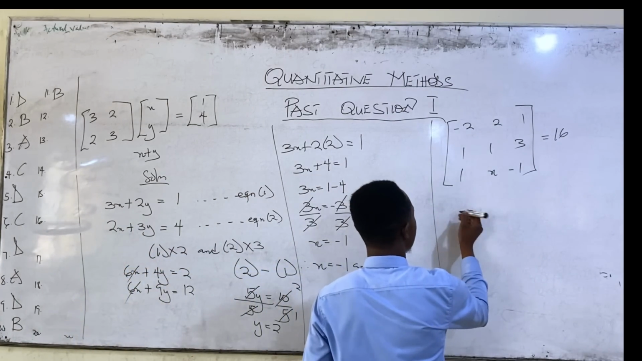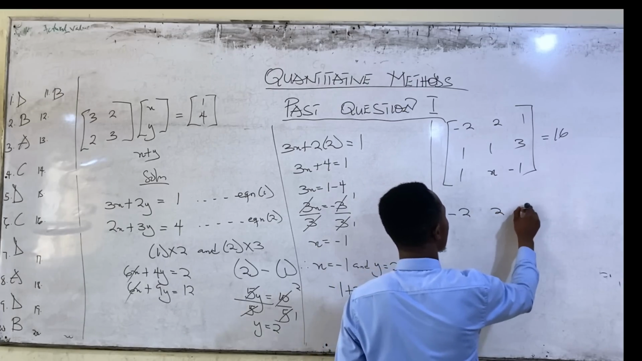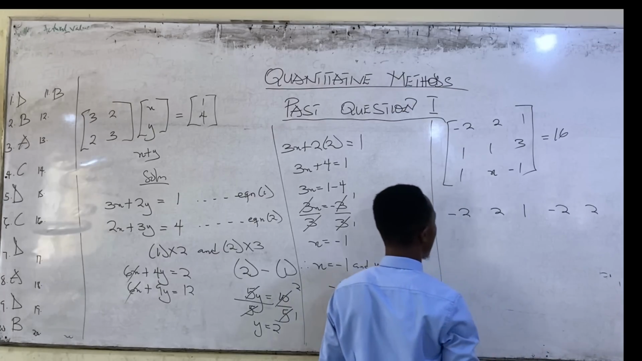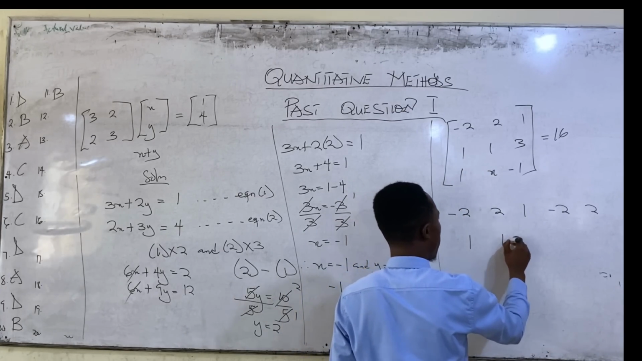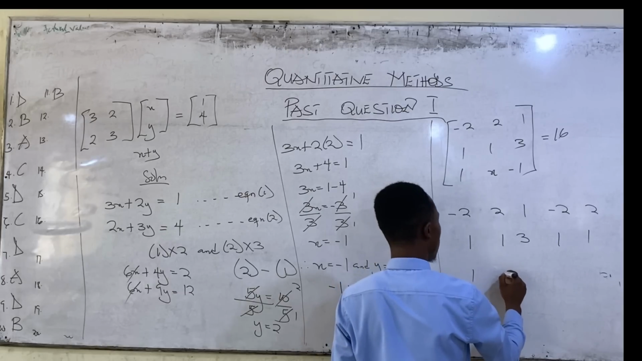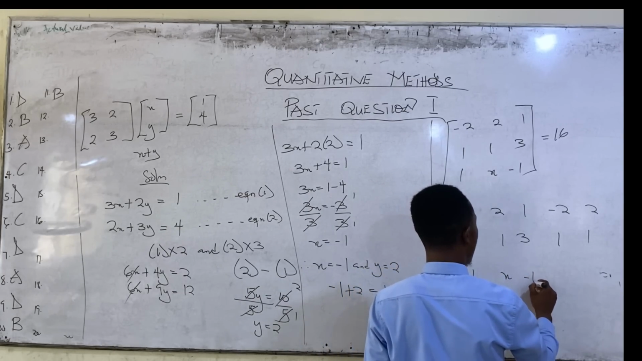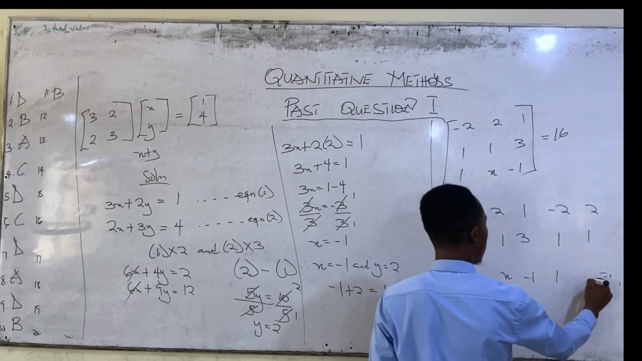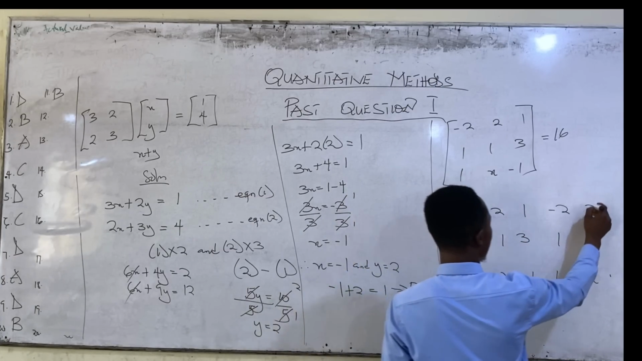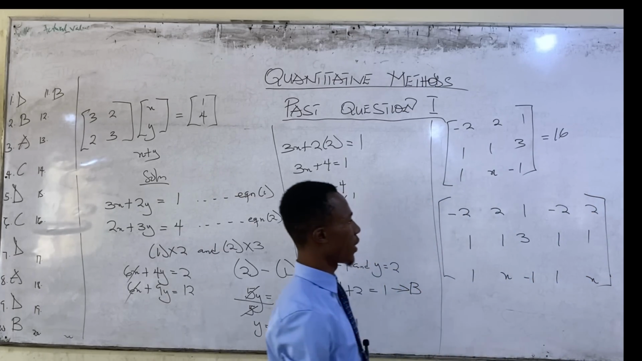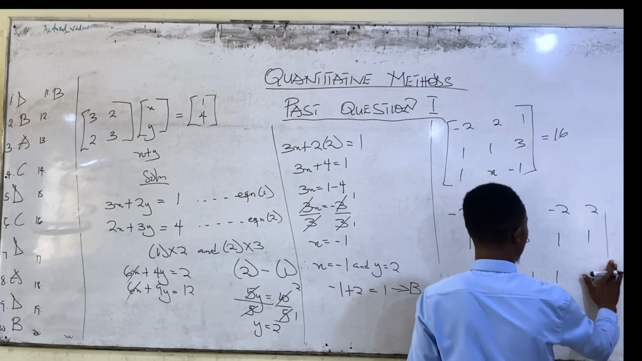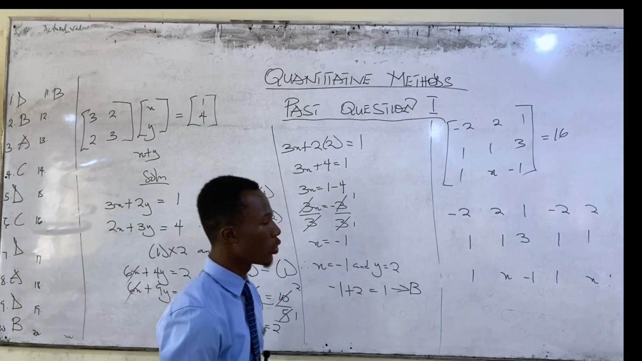So it works this way. Negative 2, 2, 1. Then you repeat the first two: negative 2, 2. Now you come to the middle. You have 1, 1, 3. You repeat the first two: 1, 1. You have 1x, negative 1. Then you repeat the first two: 1x. Okay. So that is it. I don't need to even bring in brackets. We are just going to use the arrow method, right?